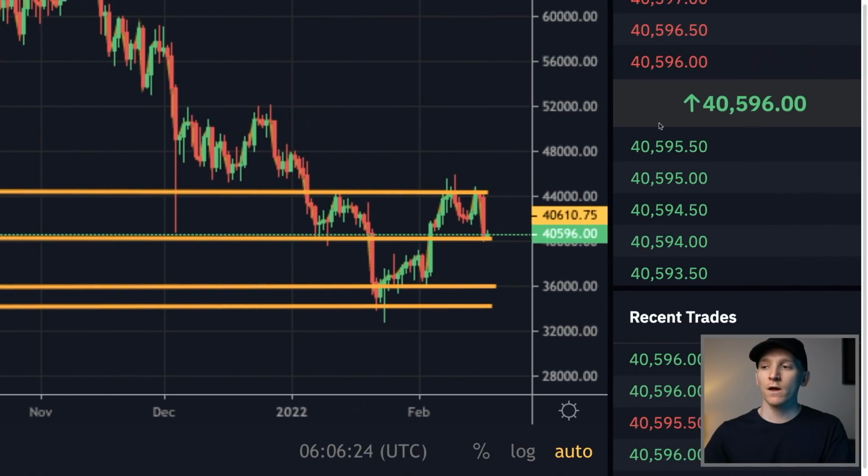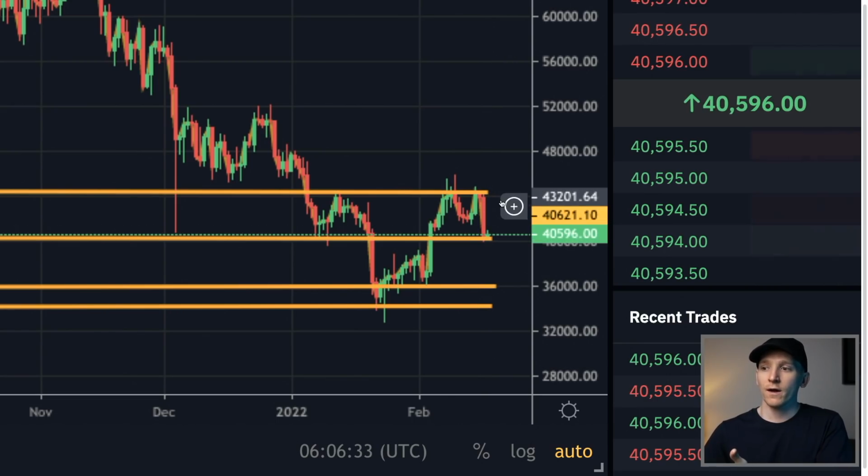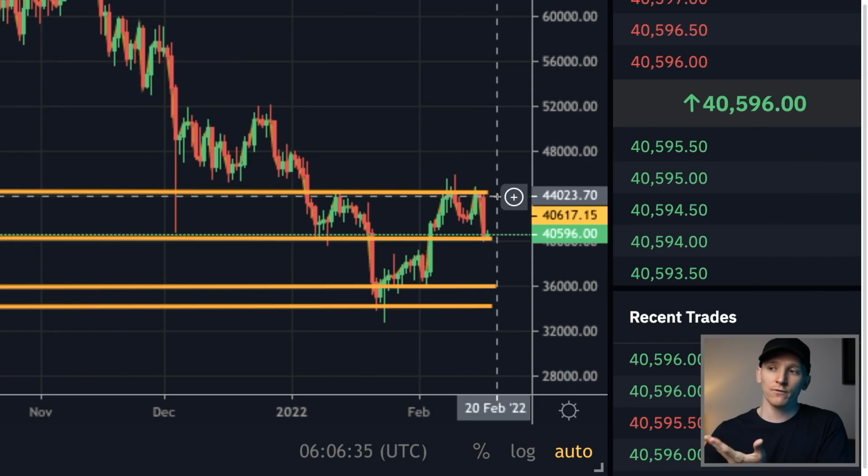If you're trading short term, then obviously you're saying, you know what, I think this is a decent price that we're going to see a bounce off. You would go long here at 40.5 and then maybe try and ride it up to the next level at 44.